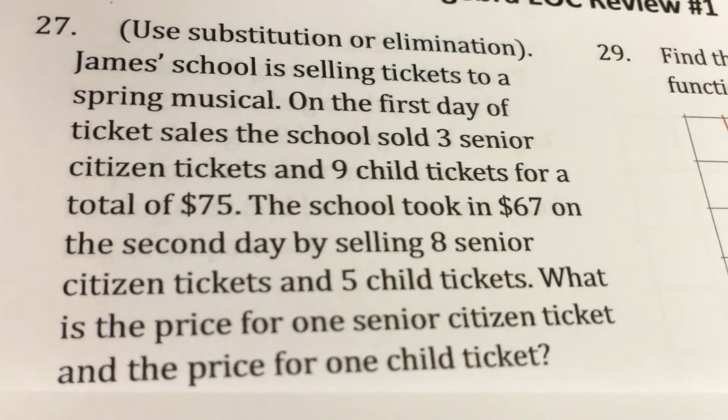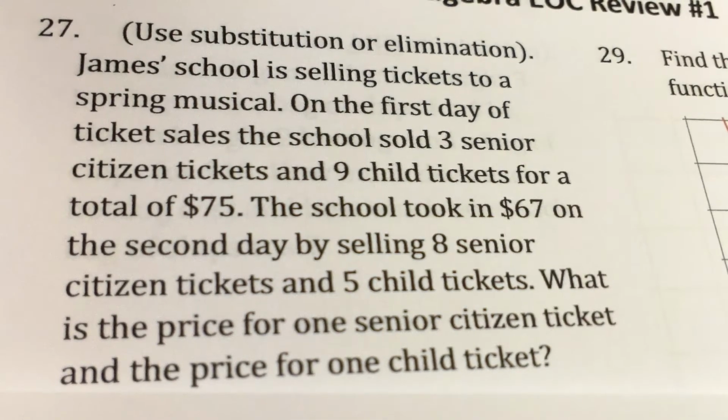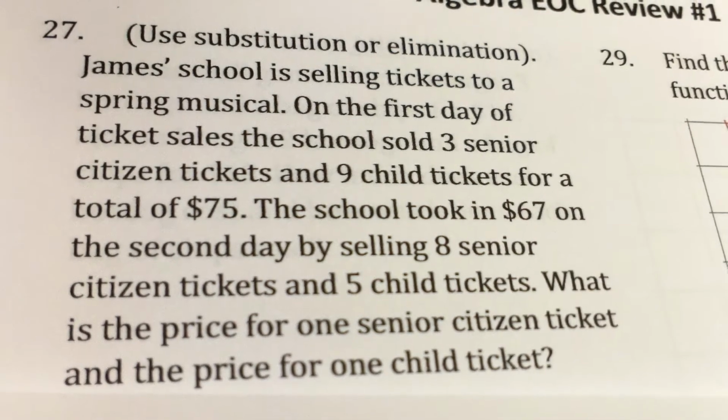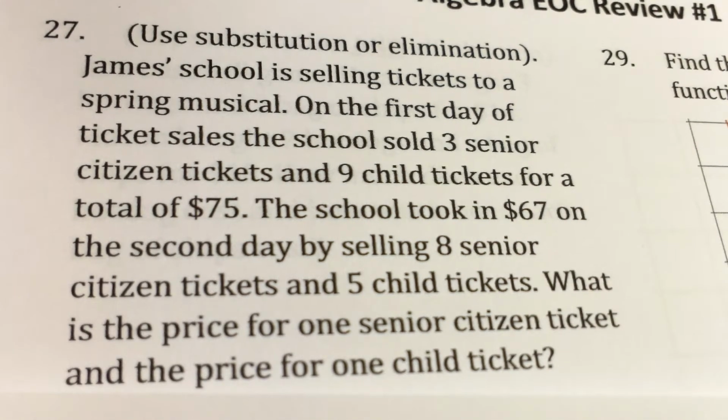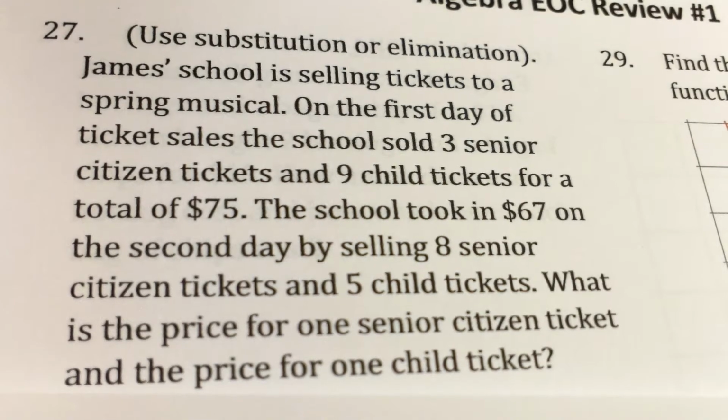On the first day of ticket sales, the school sold 3 senior citizen tickets and 9 child tickets for a total of $75. The school took in $67 on the second day by selling 8 senior citizen tickets and 5 child tickets. What is the price for 1 senior citizen ticket and the price for 1 child ticket?